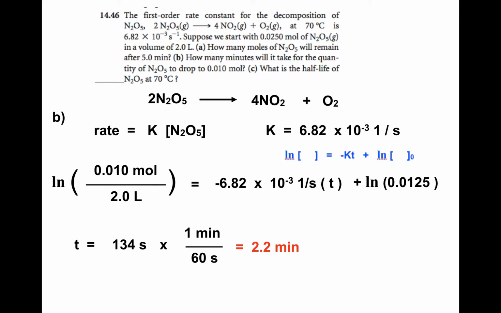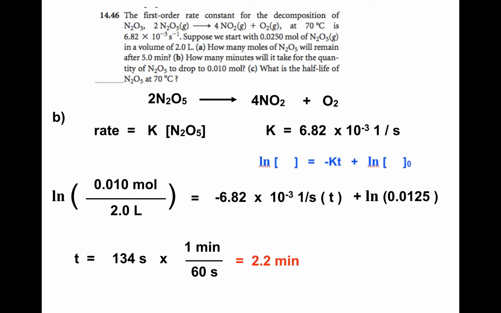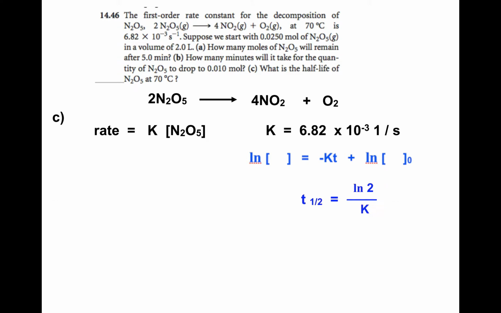All right, C, what is the half-life of N2O5 at 70 degrees Celsius? All right, the beauty of a first-order rate law or first-order rate relationship is that the half-life is independent of the initial concentration. So it doesn't matter what concentration I have. The half-life is always going to be the same. And it's related to the rate constant. So T1/2 is equal to the natural log of 2 divided by k. So if I know what the rate constant is, I can plug into this and solve what the half-life is.